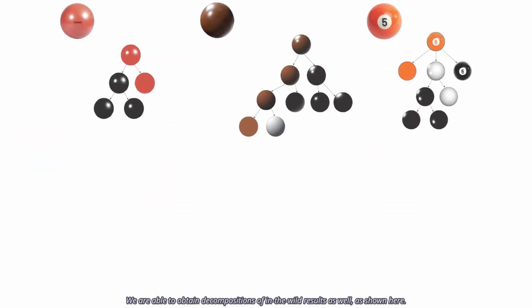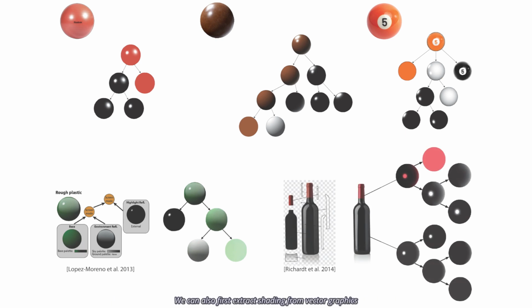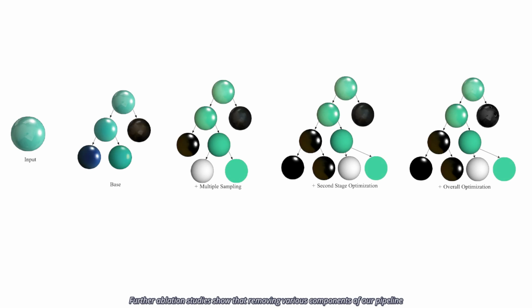We are able to obtain decompositions of in-the-wild results as well, as shown here. Moreover, we can recover the representations from the original vector shade trees paper. We can also first extract shading from vector graphics and then obtain decomposition of those appearances. Our method could also be applied to non-spherical geometry in real images by first using off-the-shelf tools to extract the shadings. Further ablation studies show that removing various components of our pipeline results in a decrease in the performance of the proposed method. Let's go over each stage of our pipeline more carefully.